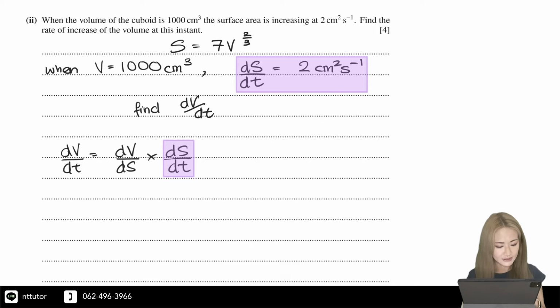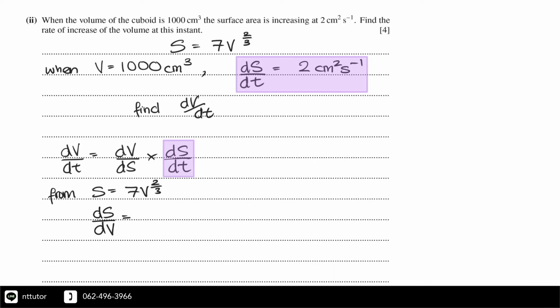So we can find dV over dS from S equals 7V to the power of 2 over 3. Since this has S as the subject of the formula, if we differentiate this, we will get dS over dV. So we differentiate that expression. It becomes dS over dV equals, drop the power and minus 1 from the power, so 14 over 3, V to the power of minus 1 over 3.